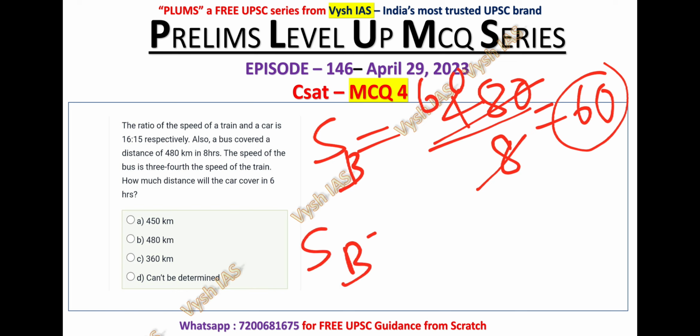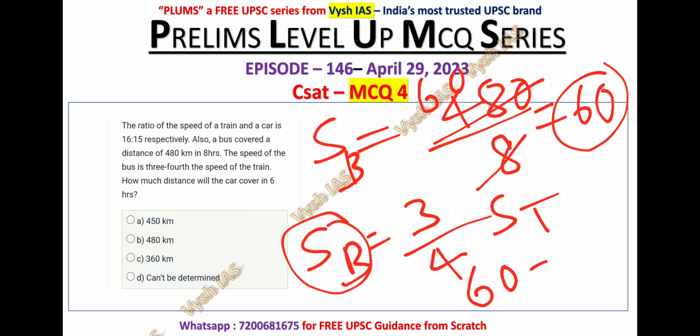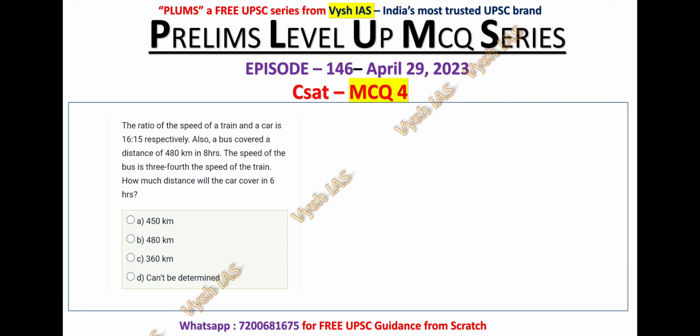Speed of the bus is 3/4 the speed of the train. So if you substitute the bus value over here, SB is nothing but 60, which is equal to 3/4 the speed of the train. If you solve this equation, the speed of the train is 20 into 4, that is 80. The speed of the train is 80.